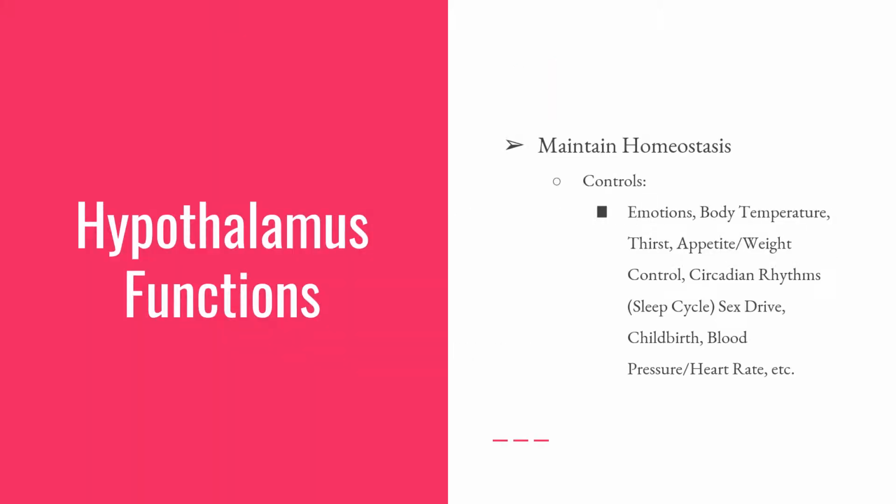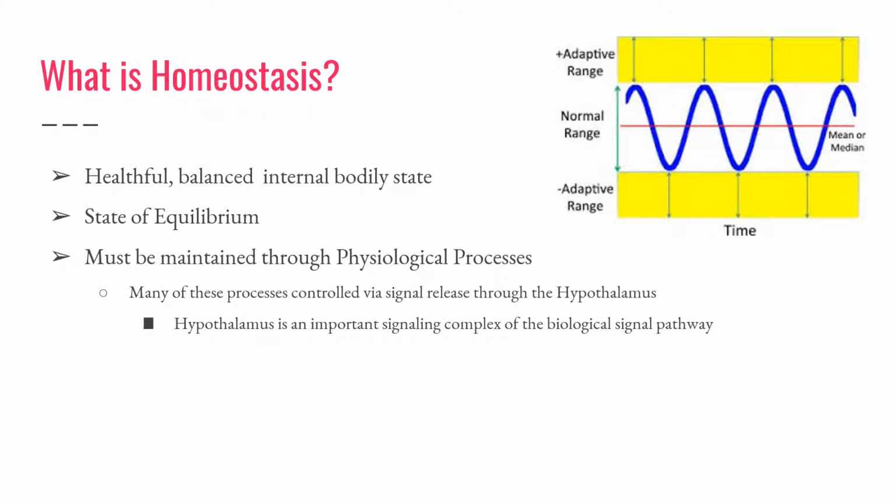The functions of the hypothalamus. Its main goal, as stated earlier, is to maintain homeostasis, and its functions control various behaviors such as emotions, body temp, thirst, appetite, sex drive, childbirth, blood pressure, and heart rate. What is homeostasis? Homeostasis is a healthful, balanced internal bodily state and is a state of equilibrium. It is managed through physiological processes, and the state of homeostasis is not always constant, as shown in the upper right, and in order to adapt to environments, it will vary away from the mean or median.